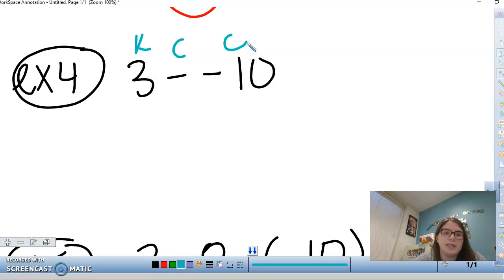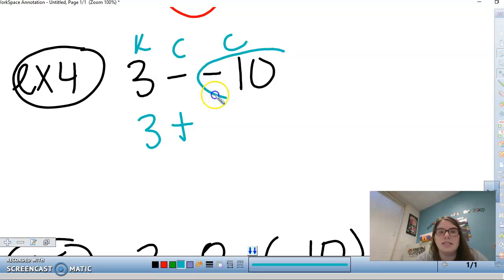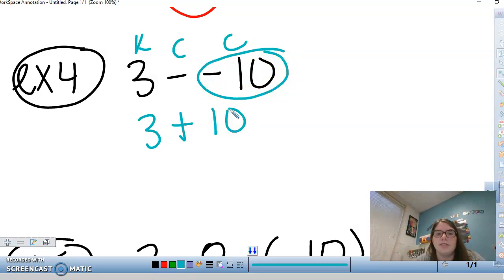The 3 is going to stay the same. The subtraction changes to addition. And since the 10 is negative right now, it's going to change to be a +10. Oh, well, this is easy. I know what 3 plus 10 is. 3 plus 10 is going to be 13.